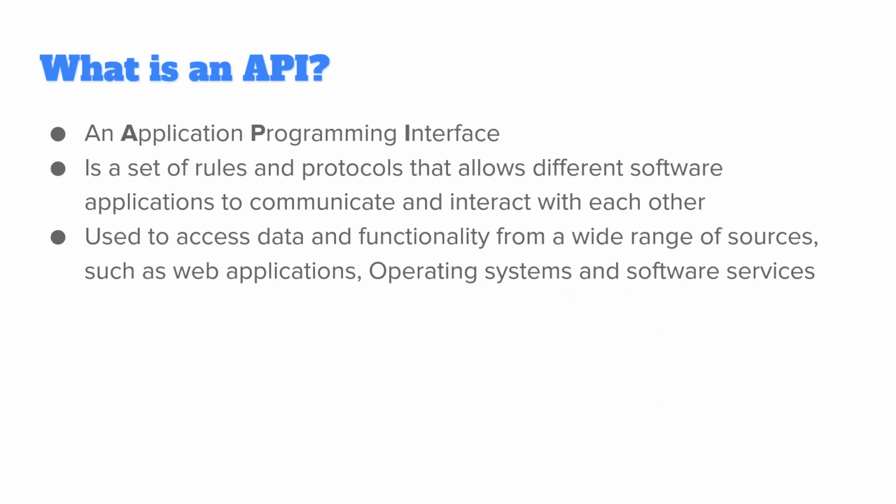So what is an API? This is a simple definition. It's an application programming interface, which has a set of rules and protocols that allows different software applications to communicate and interact with each other. They can be used to access data and also functionality from a wide range of sources such as web applications, OSs and software services.